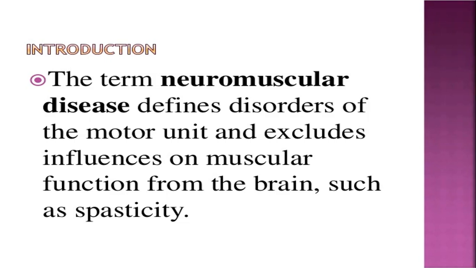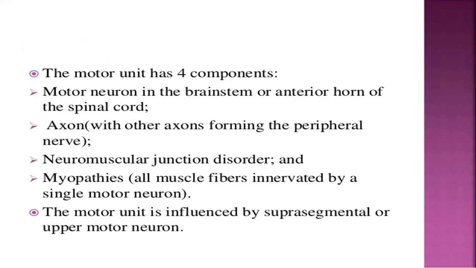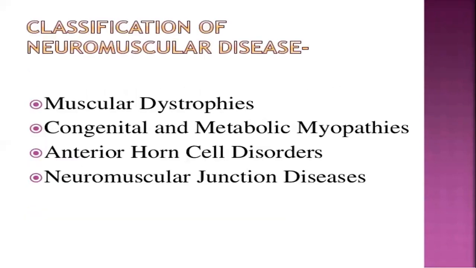Abnormalities within the peripheral nervous system or lower motor neuron system, the neuromuscular junction area, or muscular abnormality will result in what is known as a neuromuscular disorder. The motor unit has two components: the motor neuron on the anterior horn of the spinal cord, and the axon on the distal nerve. The neuromuscular junction disorder, the myopathy, and the motor unit are distinct from what is caused by suprasegmental or upper motor neuron lesions.